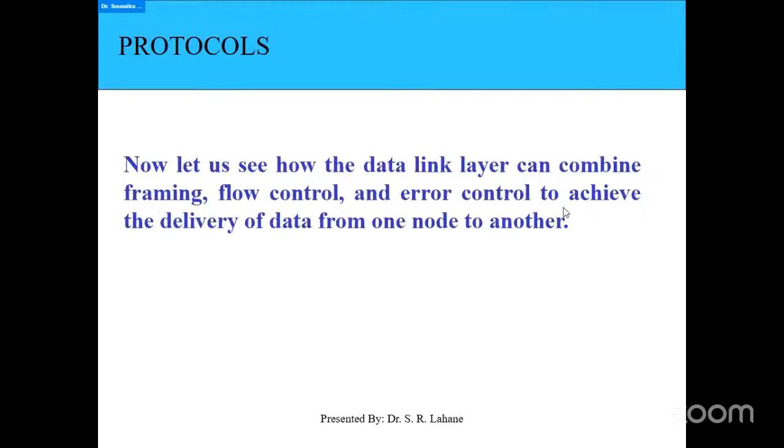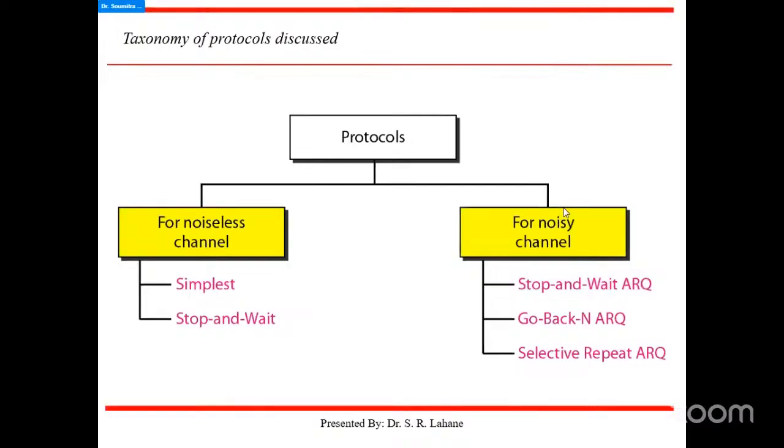So a protocol is nothing but how the data link layer combines framing, flow control, and error control to achieve the delivery of data from one node to another node. These are the different protocols available. A detailed study is given to the students about these different types of protocols: under the noiseless channel, the simplest protocol and the stop and wait protocol. In the noisy channel, under the ARQ, automatic repeat request method, there are stop and wait ARQ, go back N ARQ, and selective repeat ARQ. In a noiseless channel, what does it mean?